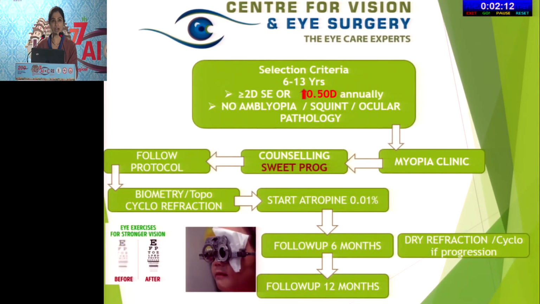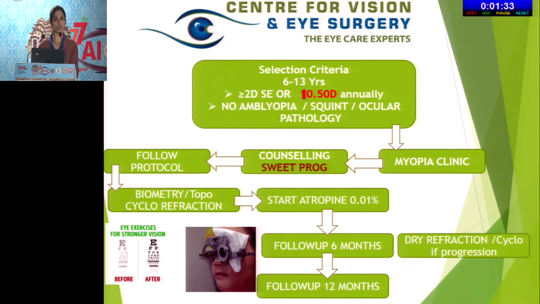Now this is the chart which we follow at our clinic at Center for Vision in Chennai. Generally we do have a selection criteria, this is followed standardized across all our clinics. Any child 6 to 13 years, more than or equal to 2 diopters, and there is an increase of 0.5 diopters annually with no history of either amblyopia, squint or any other ocular pathology. The patient is sent to the myopia clinic where we have the counselors, and they do the counseling for the suite program, which I'll discuss what it is, and they follow the protocol.